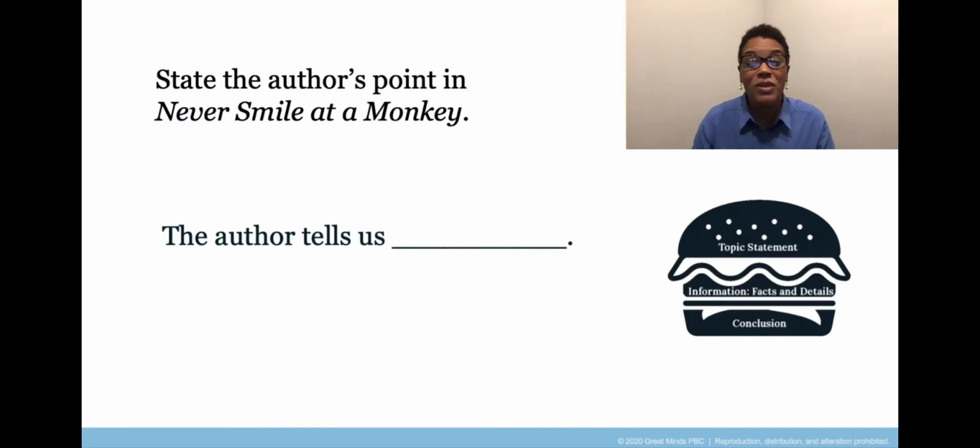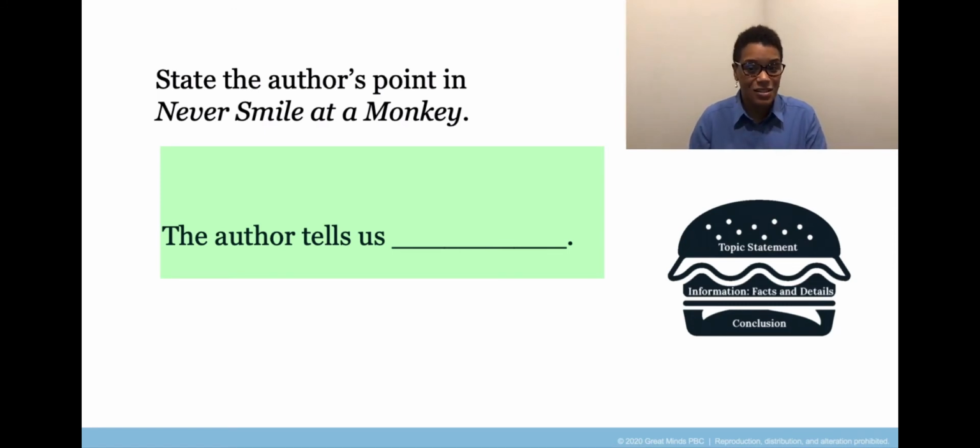Here's a sentence frame you can use for your topic statement about the author's point. Remember, the topic statement begins the paragraph. Listen carefully. The author tells us, blank. I want you to now think about what the author's point is for the whole text and practice saying it aloud using this sentence frame. Remember, the sentence frame is the author tells us. Pause the video now to practice saying aloud and then share with your learning partner.